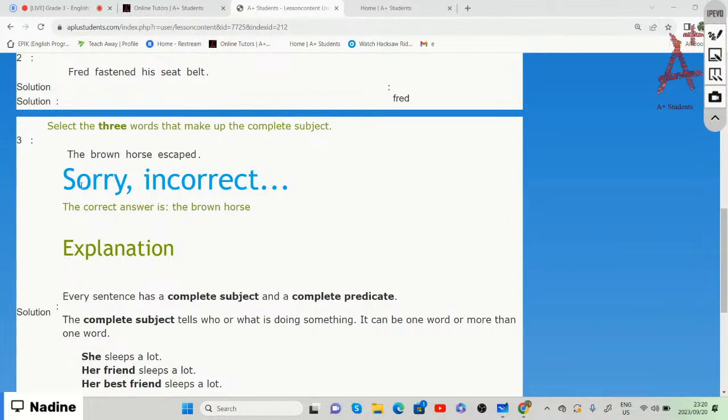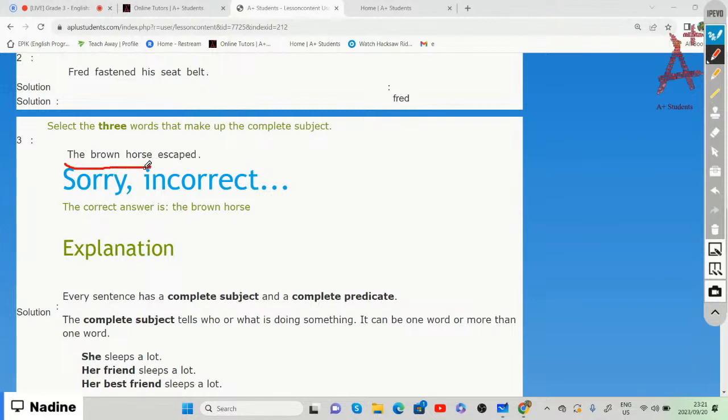And if we select this three-word subject within this sentence, then we will say it is the brown horse. So the brown horse is our subject. If we were to ask, what does the subject do? Then we can just say escaped. So the brown horse escaped.